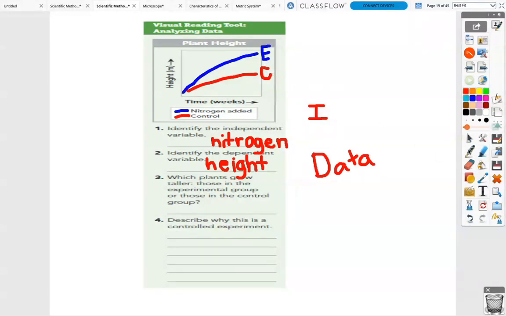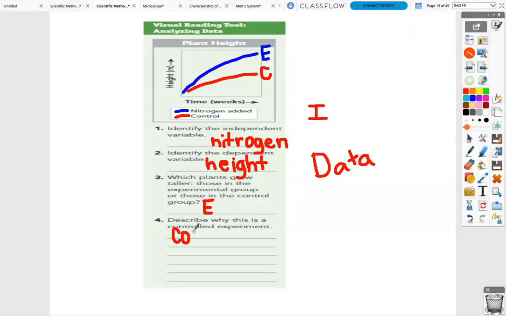So think about which one actually grew taller. It's going to be the one in the experimental group. So our E group was the one, and you can write out the word experimental there. Our E group, our experimental group, was the one that grew taller. And then number 4 says, describe why this is a controlled experiment. Well, first of all, it's a controlled experiment because we have a control group.